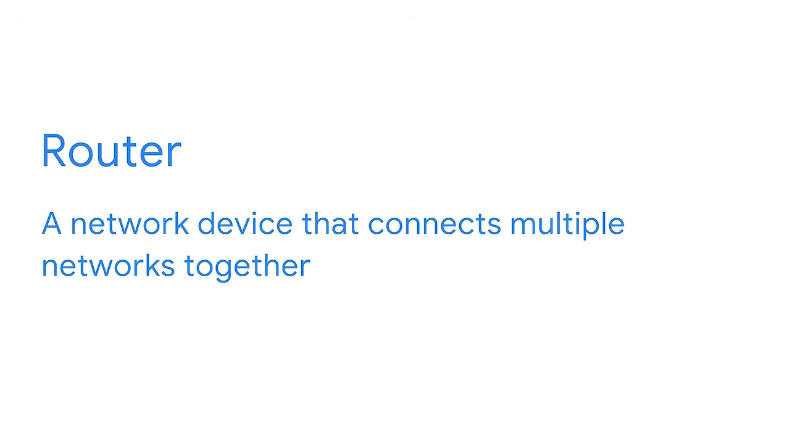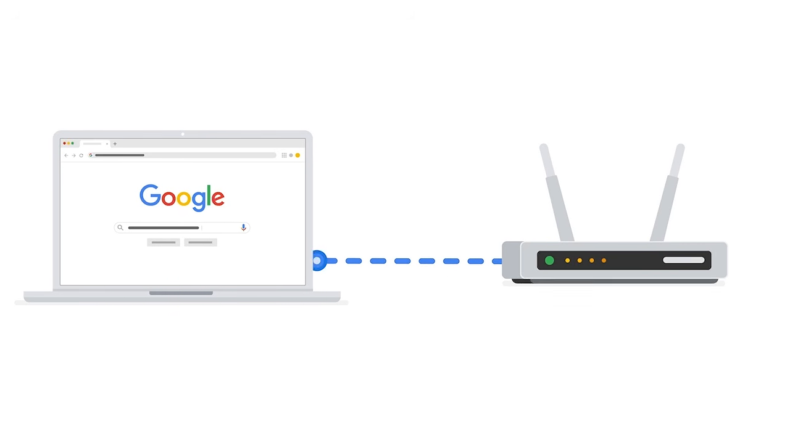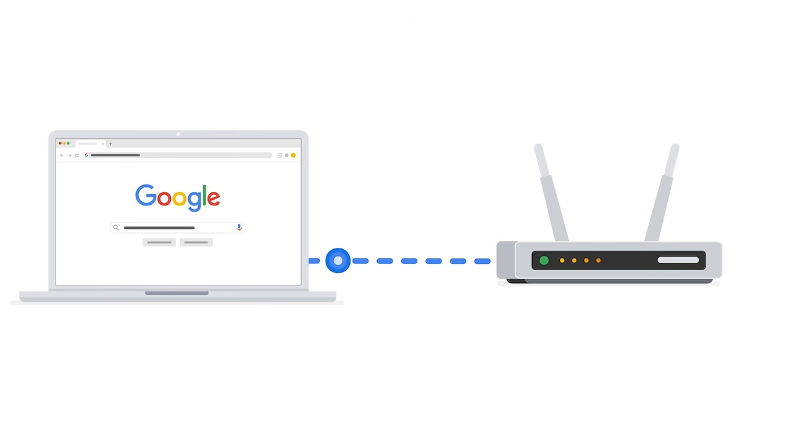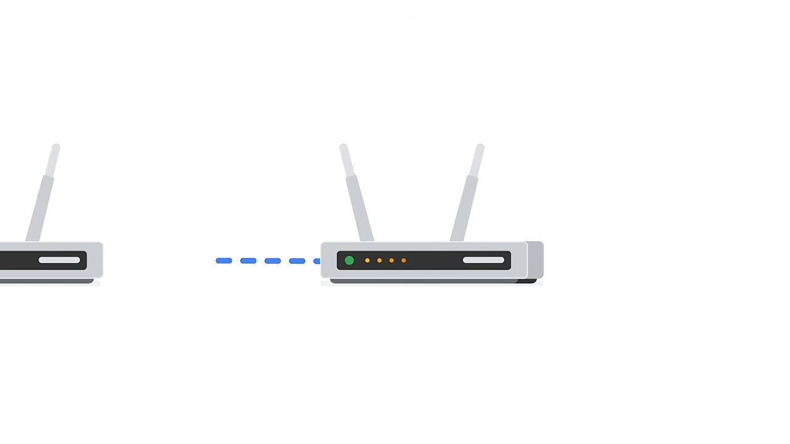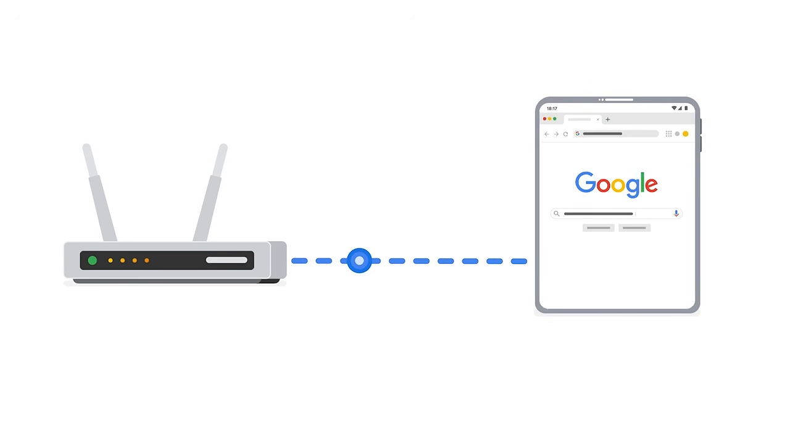Another device that we'll discuss is a router. A router is a network device that connects multiple networks together. For example, if a computer in one network wants to send information to a tablet on another network, then the information will be transferred as follows. First, the information travels from the computer to the router. Then the router reads the destination address and forwards the data to the intended network's router. Finally, the receiving router directs that information to the tablet.